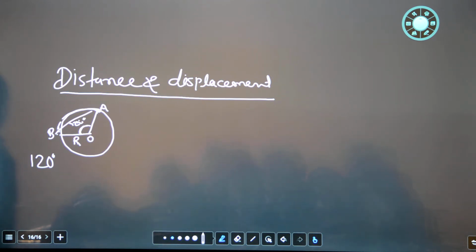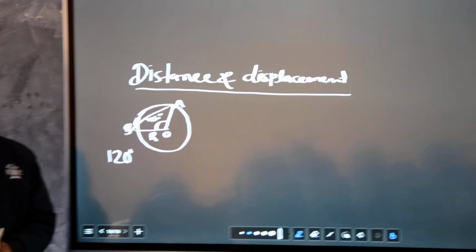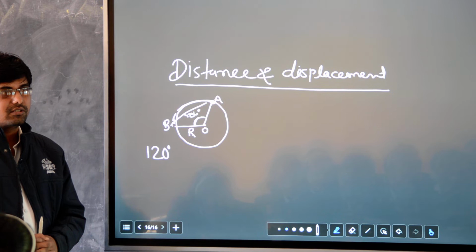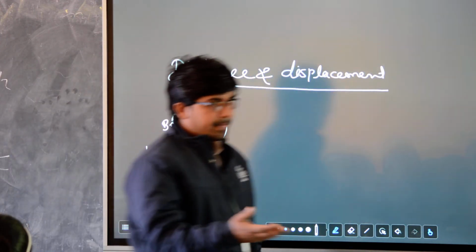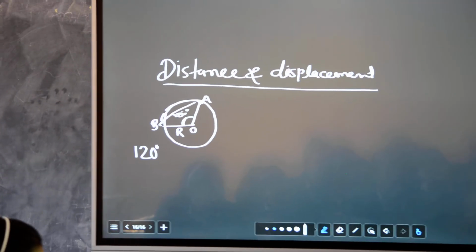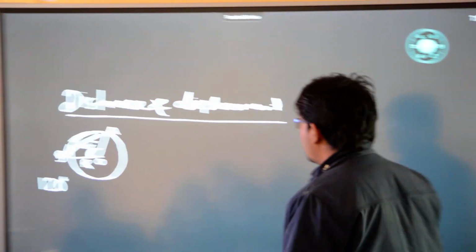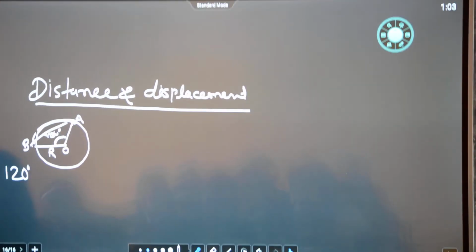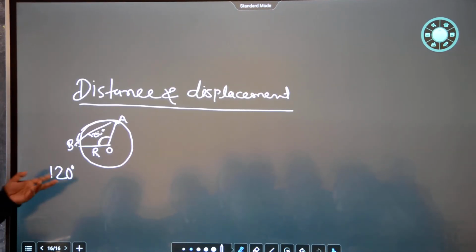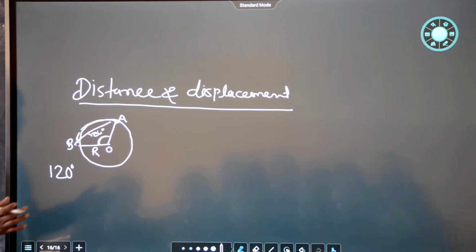Anybody can solve it? 120 into R. What? 20 R. No, here the value of R is not given, so the answer is coming as 2R or root 2R. Show me where you are showing. Roughly so. Okay, we will solve it. Check 2R or root 2R. Those are coming up. We will check.